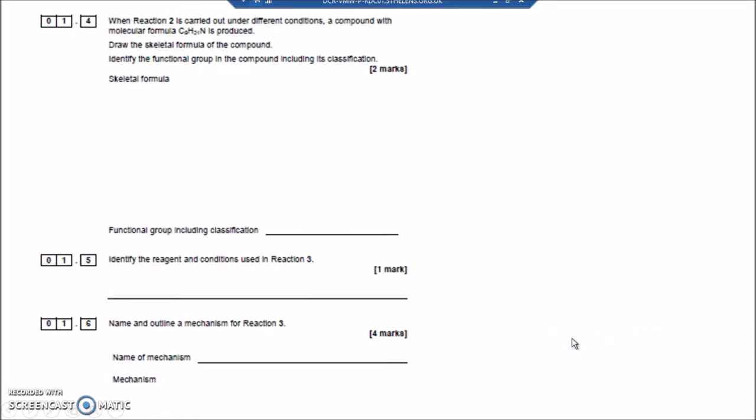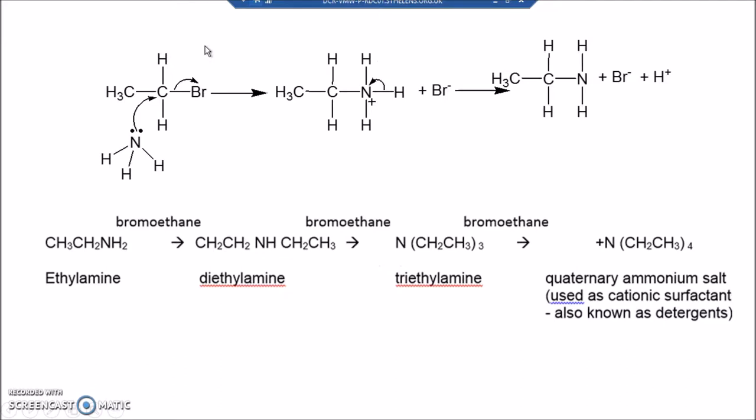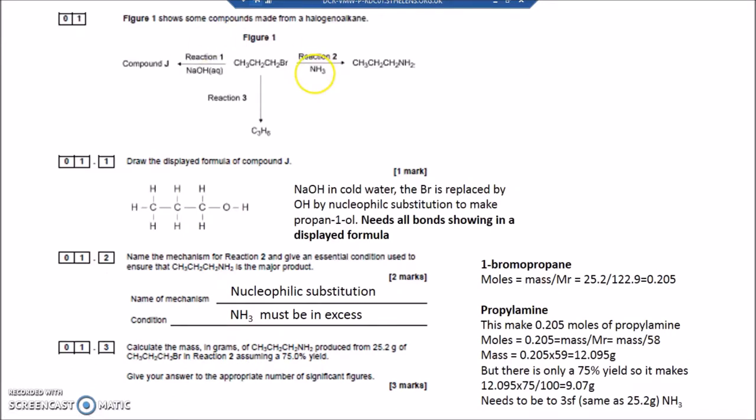Let's have a look at the question here then. C9H21N is produced from reaction 2. So let's have a look at reaction 2. Reaction 2 involves propylamine being made, propylamine here from 1-bromopropane. So once you've actually made this, the NH3 reacts and replaces with nucleophilic substitution the Br, and you make this.